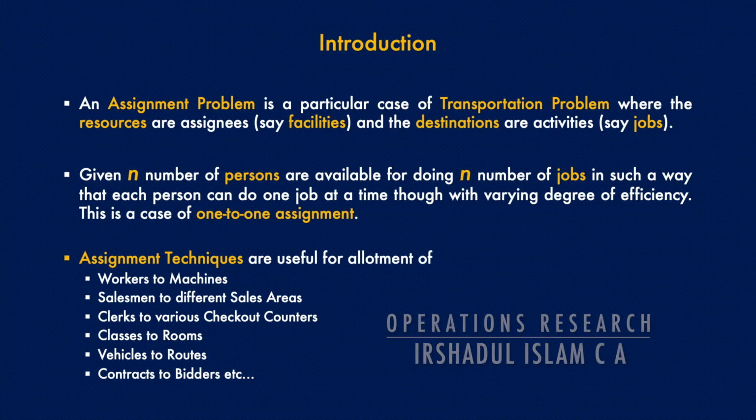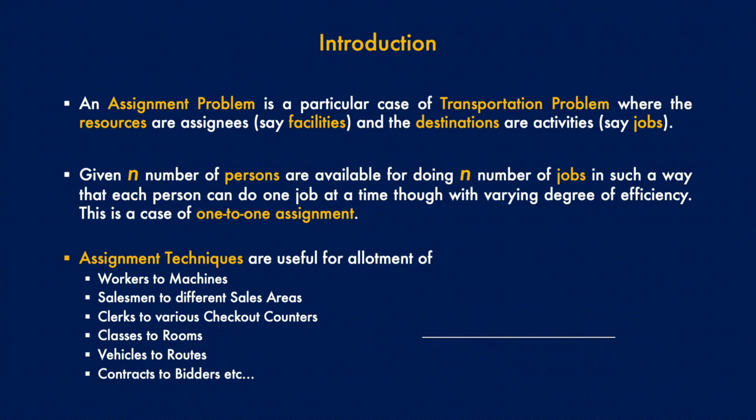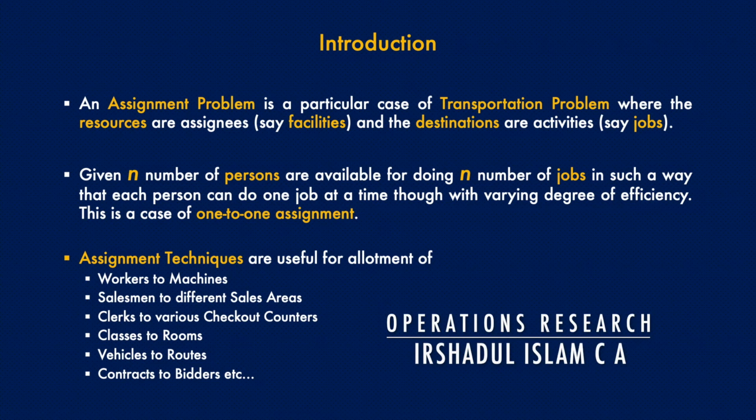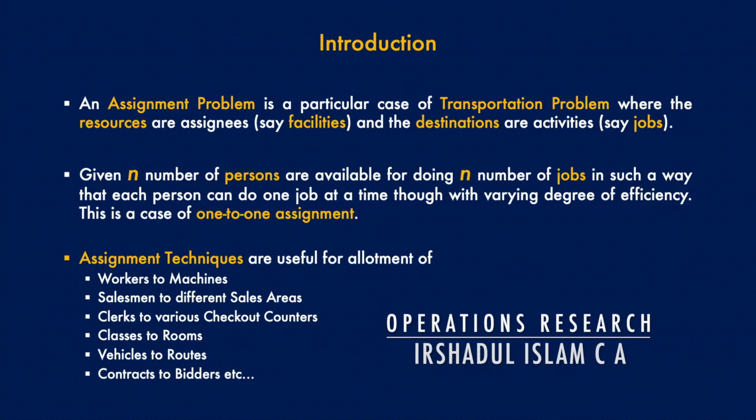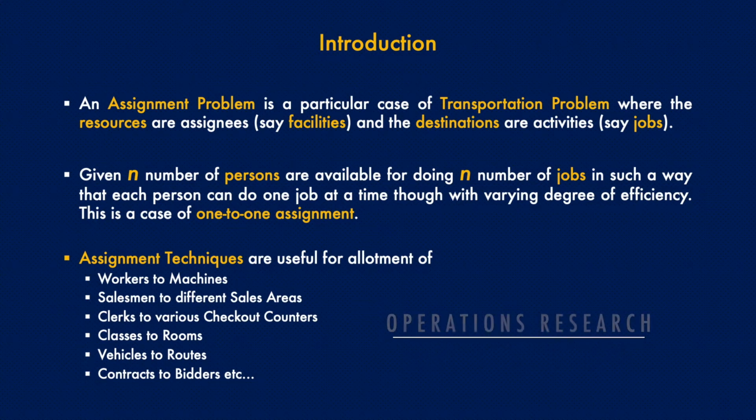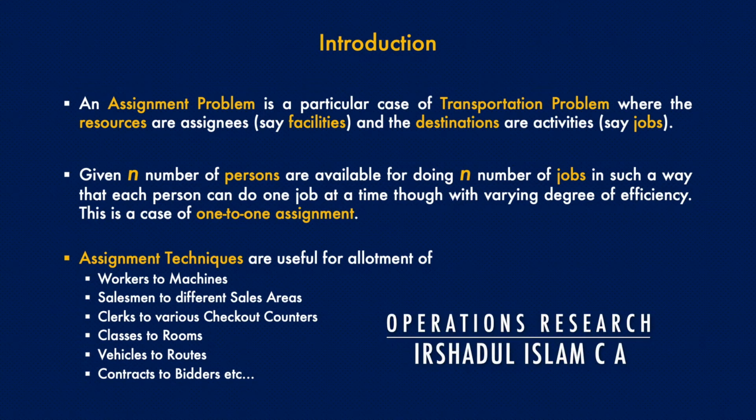For example, suppose we have 3 individuals as my employees and we have 3 different jobs. So each person will be allocated for a single job. And vice versa, each job will be done by a single employee. This is the basic concept of assignment model, one-to-one assignment.